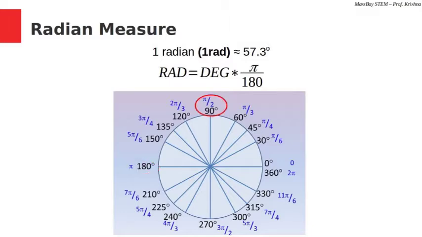90 degrees is 1.57 radians, or pi over 2 radians. 60 degrees is 1.05 radians, which is pi over 3. 45 degrees is 0.785 radians, which is pi over 4. 30 degrees is 0.524 radians, which is pi over 6, and so forth.